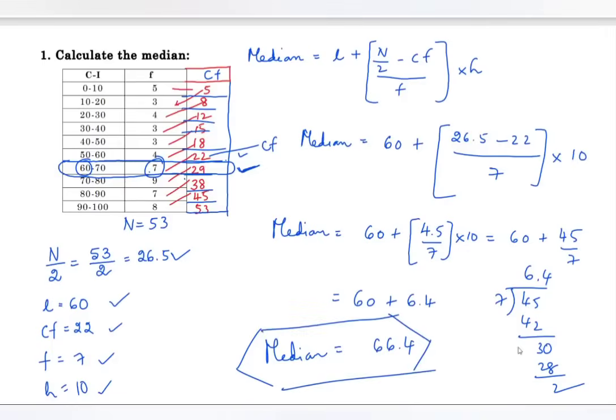First step is to learn the formula. Next, find out the n by 2 value and find out between what cumulative frequency 26.5 exists. After that, mark the median class, find out the lower limit, CF and F, then class size H, substitute it and simplify, you get the answer.